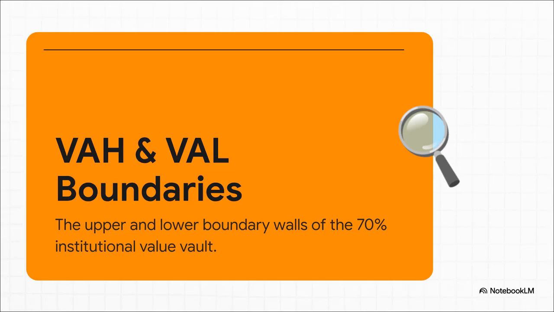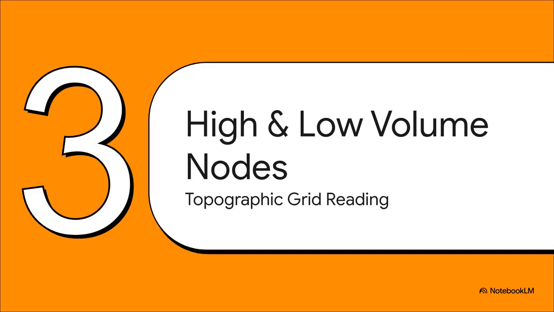Right, and protecting that 70% value vault are the value area high, the VAH, and the value area low, the VAL. These are simply the upper and lower boundary walls of that zone. The crucial thing to understand here is that these boundaries act as strict architectural parameters. Anything outside of these walls, that's outlier territory. But anything inside, that is accepted fair value by the major financial institutions. Perfect. So we've got our structural coordinates mapped out.